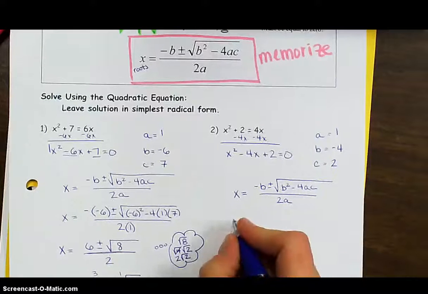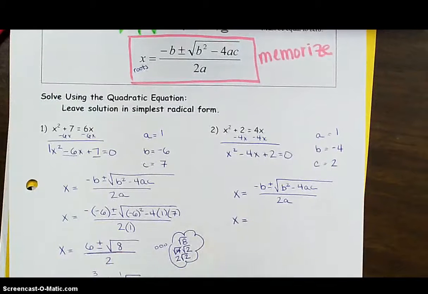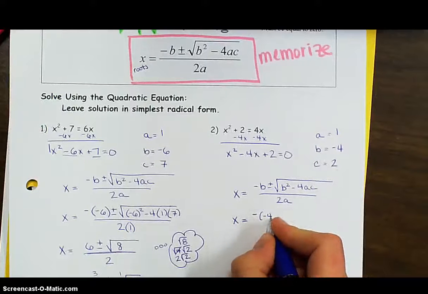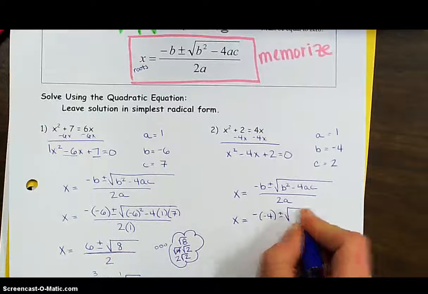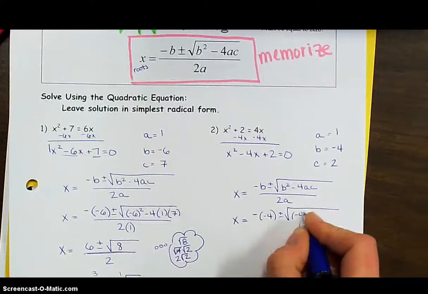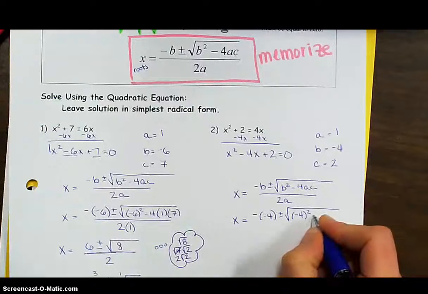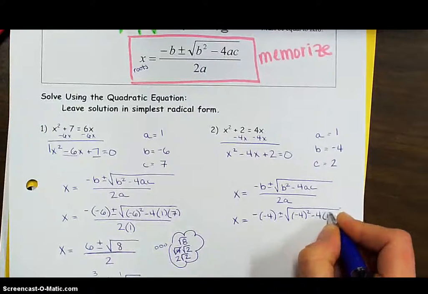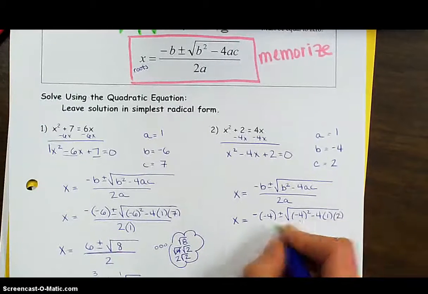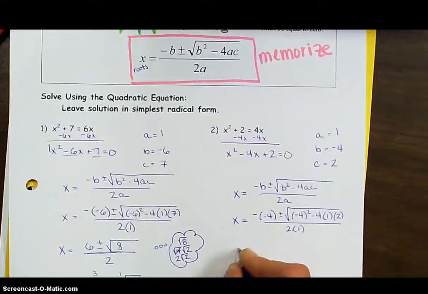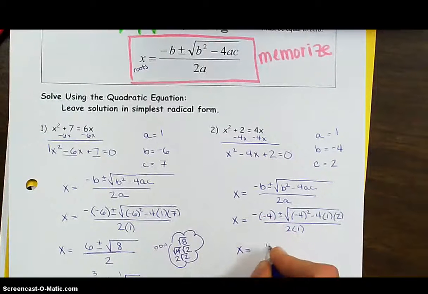All right, and now all we have to do is substitute in our values. So here we have a negative, and my b value is negative 4, plus or minus the square root. Now remember, whenever you substitute values in, you have to put them in parentheses. Negative 4 squared minus 4 times my a, which is 1, my c, which is 2, all over 2 times 1. So now we simplify. A negative 4 becomes a positive 4, plus or minus.